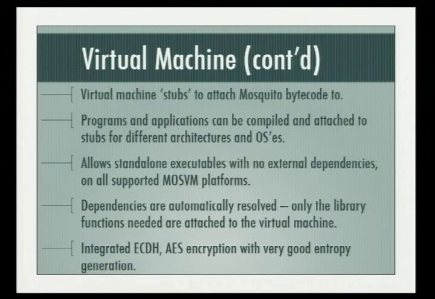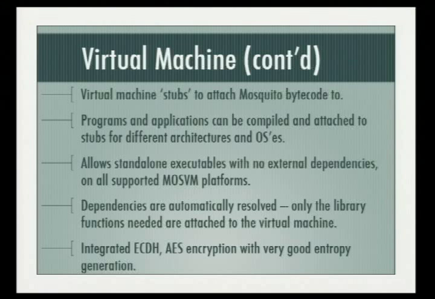The 128K I mentioned is the virtual machine stub. It's the actual binary executable targeted towards the platform. And we can attach bytecode to the stubs. Programs and applications can be compiled and attached to stubs. So if you have stubs for 4 different platforms, you can, in one pass, build an executable for every platform you have.